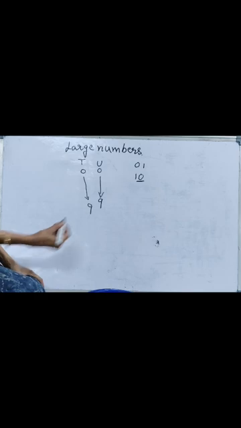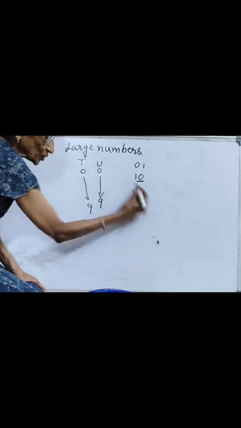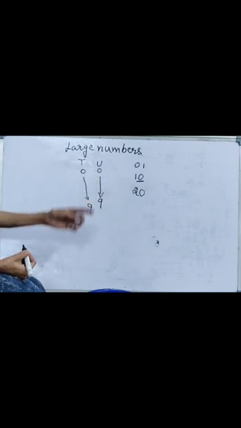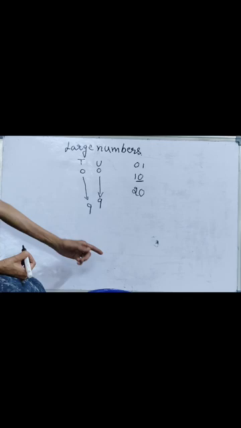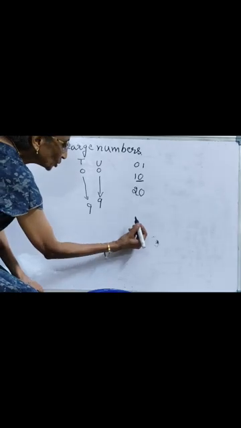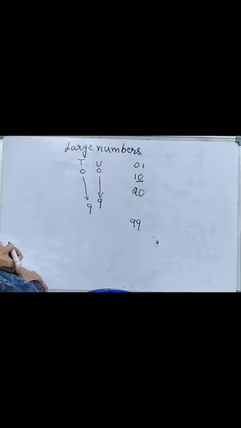Now, if the number starts from 1, you call it 10. If it starts from 2, you can't call it 10, you have to call it 20. TY will be added. 20. Like that, 30, 40, 50, 60. Like this, you will have 2-digit numbers up to 99.